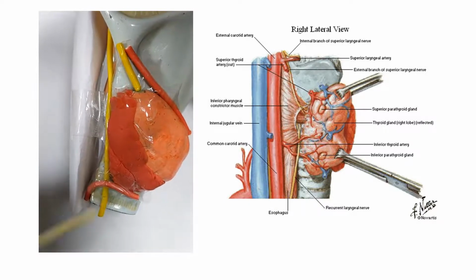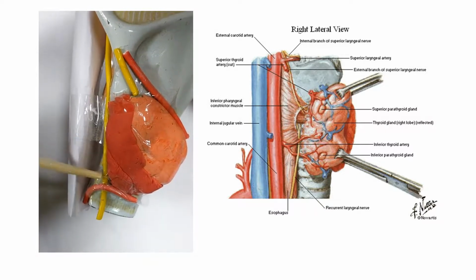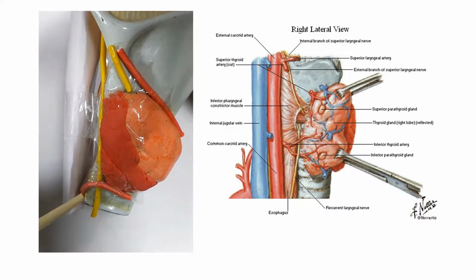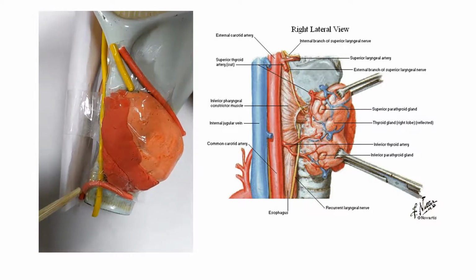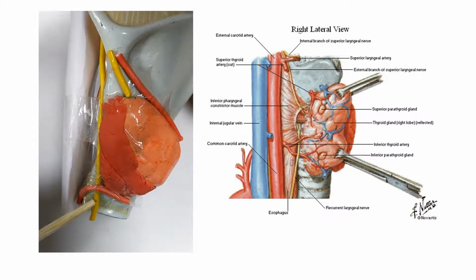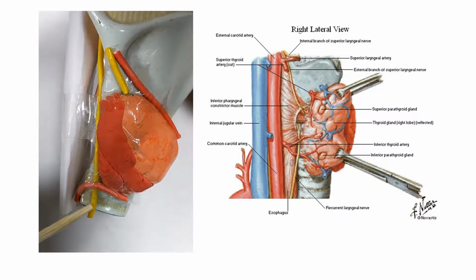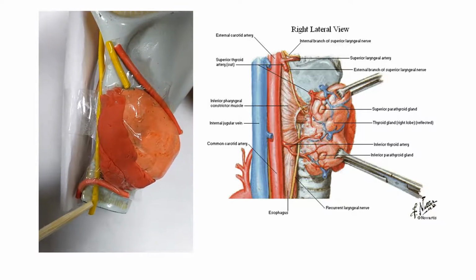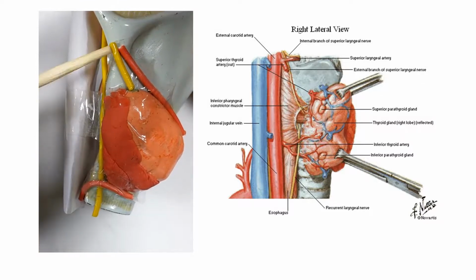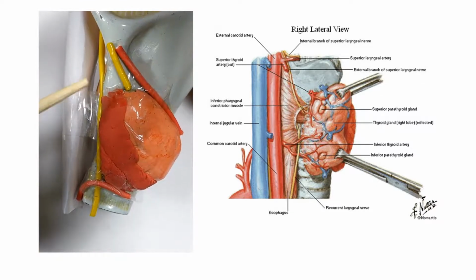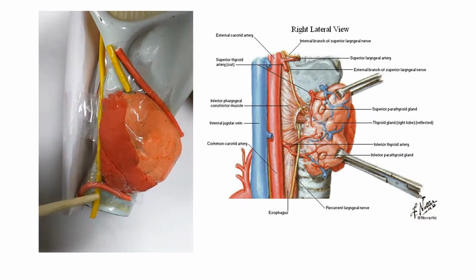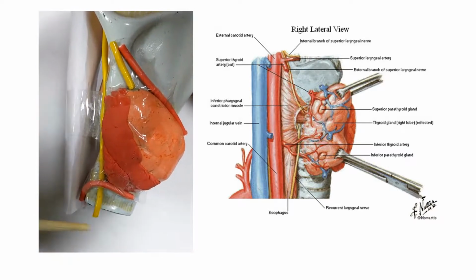You can appreciate they come close to each other. So when we do ligature at the lower pole for the inferior thyroid artery, the ligature should be done away from the gland, away from the lower pole, to prevent injury to this nerve, which is the recurrent laryngeal nerve. The recurrent laryngeal nerve is an important structure. It supplies the muscles of the larynx and also a few muscles of the pharynx, and also provides sensory supply. So we should be careful in applying the ligature to the artery during thyroid surgery. These nerves should be protected.